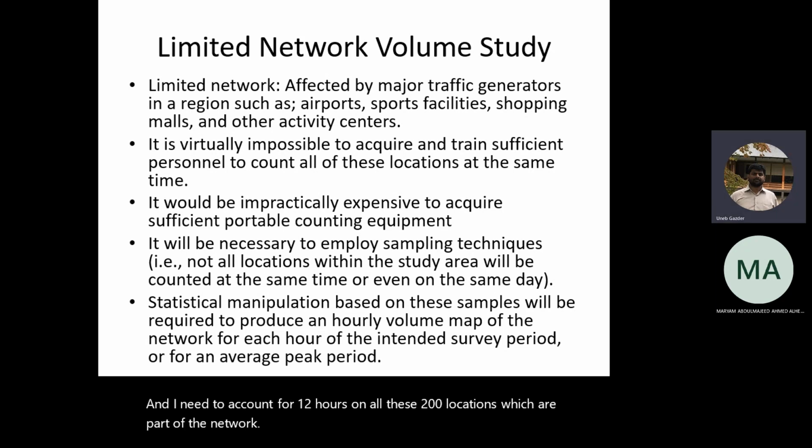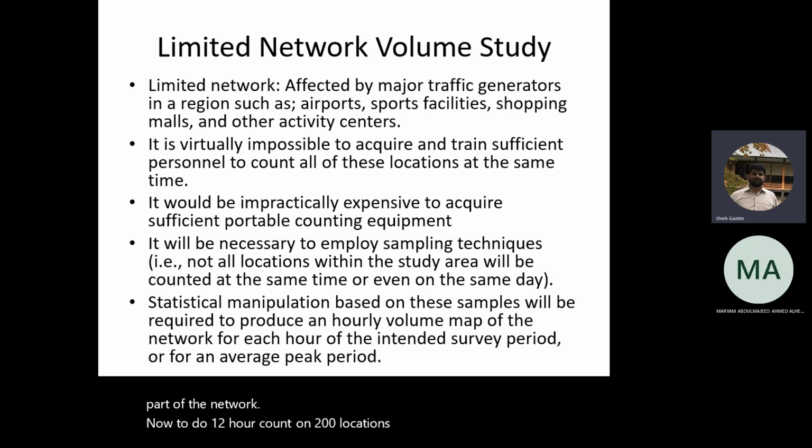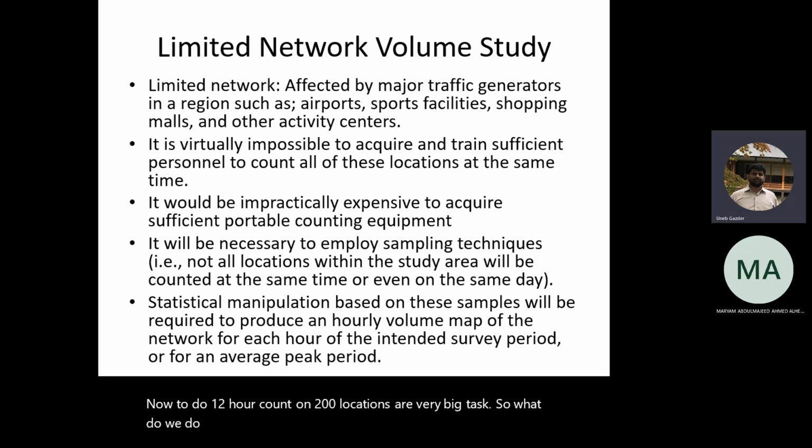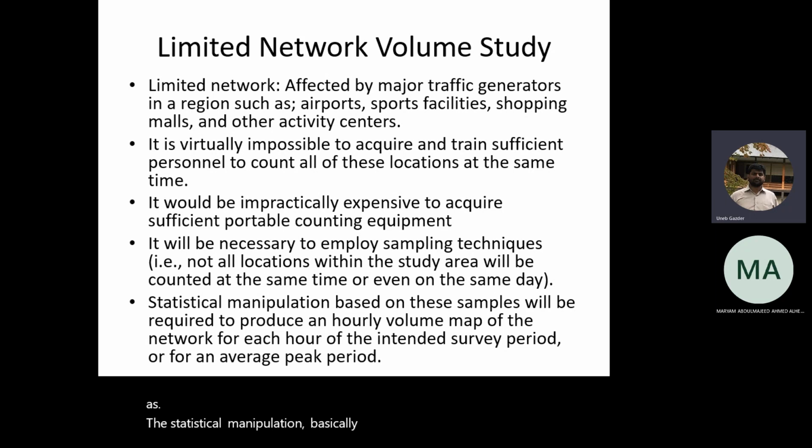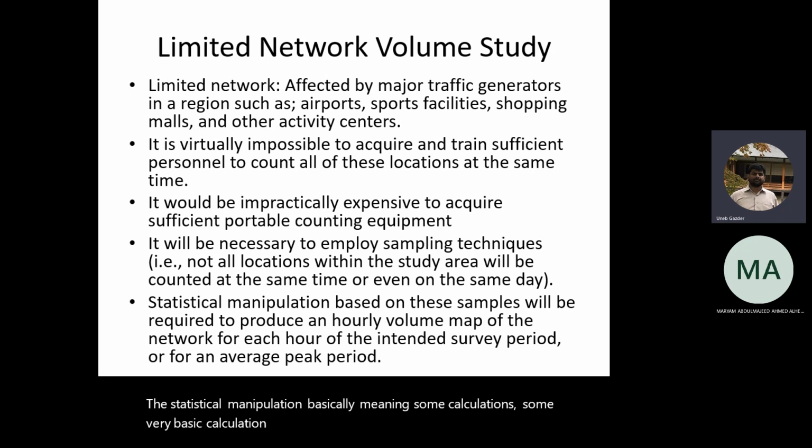Now to do a 12-hour count on 200 locations is a very big task. So what do we do? Instead of doing 12 hours, we take a sample of the 12 hours, so our work becomes less. So we are doing some sampling. Then from that sample, we do some calculations, what they call statistical manipulation, basically meaning some very basic calculation, simple, taking ratios and multiplying and so on. So we do some very basic calculation to then come up with the volume map which we want in the end.